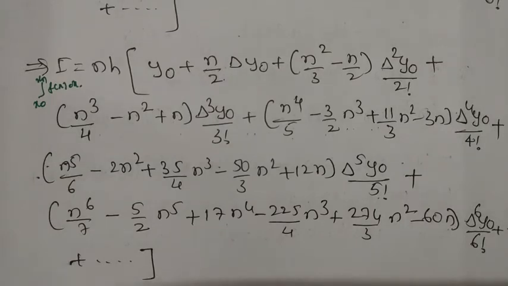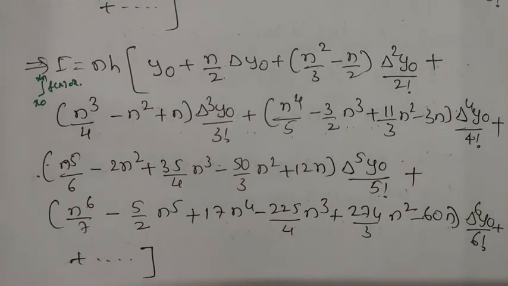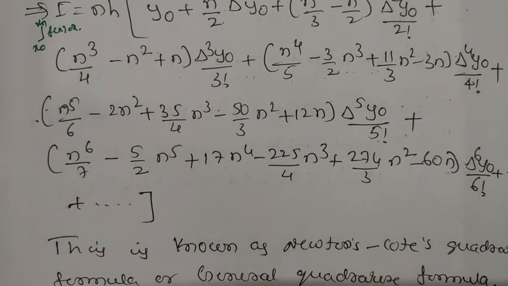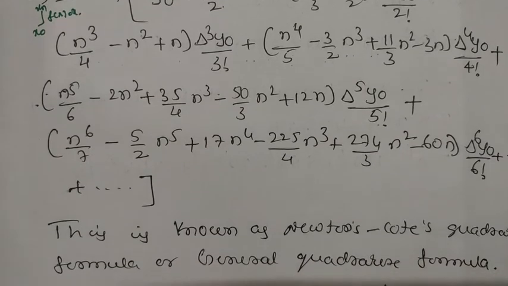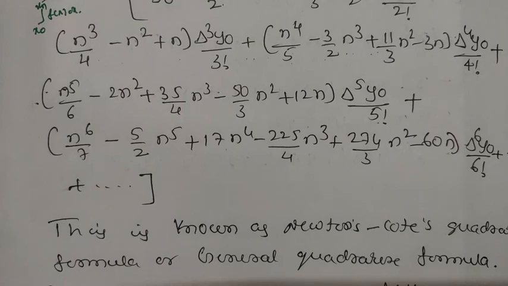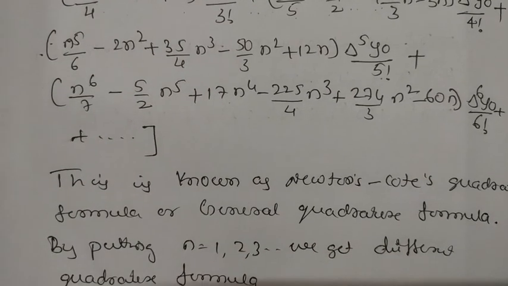Using these formulas we can derive the trapezoidal rule, Simpson's 1/3 rule, Simpson's 3/8 rule, Weddle's rule, just by substituting n equal to some constants. And this formula is also known as Newton's Cotes quadrature formula or general quadrature formula. By putting n equals 1 to 3, we get different quadrature formulas.